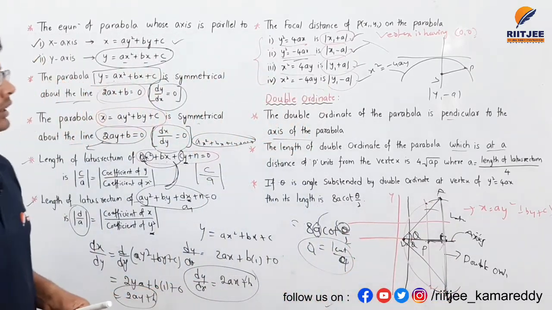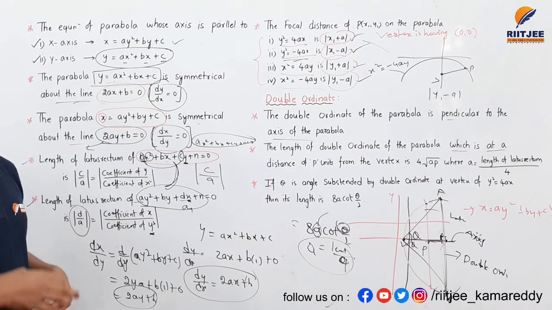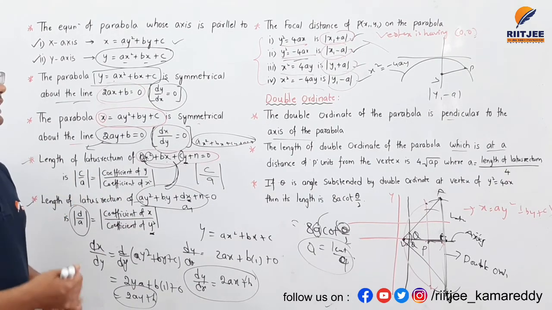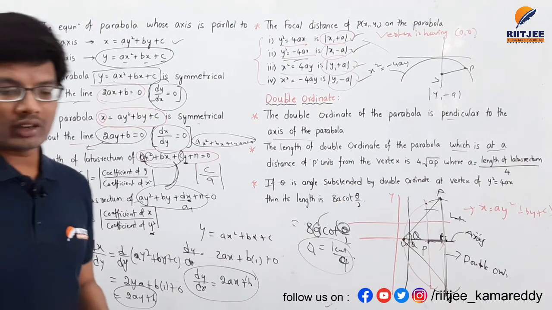This is all about the topic of the parabola and its different forms, where the vertex is h comma k here.